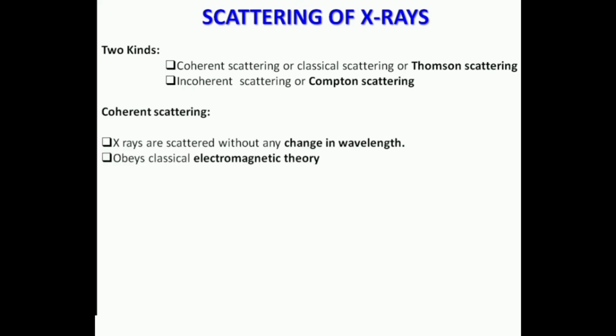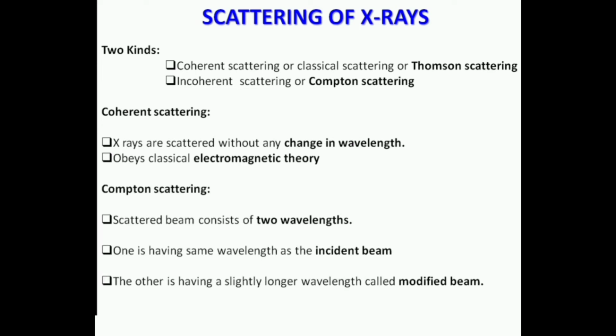There are two kinds of scattering of X-rays: coherent scattering or classical scattering, which is otherwise known as Thomson scattering, and another is incoherent scattering or Compton scattering. In coherent scattering, X-rays are scattered without change in wavelength. So the original wavelength will be the same after the scattering, and it obeys classical electromagnetic theory.